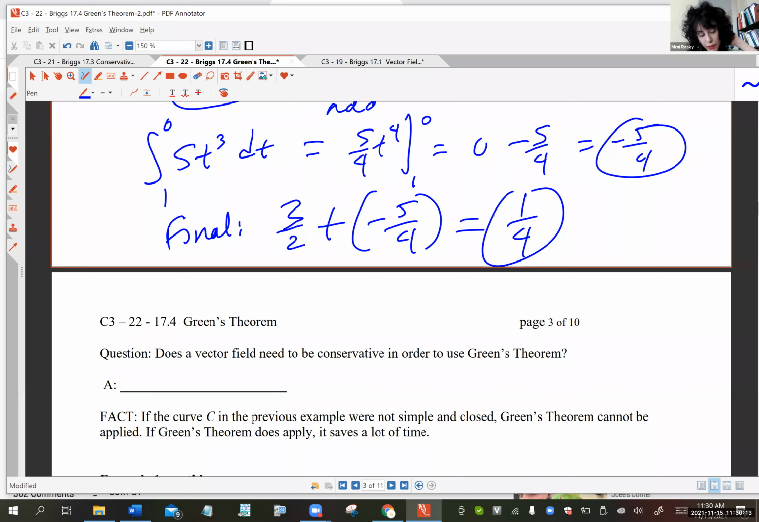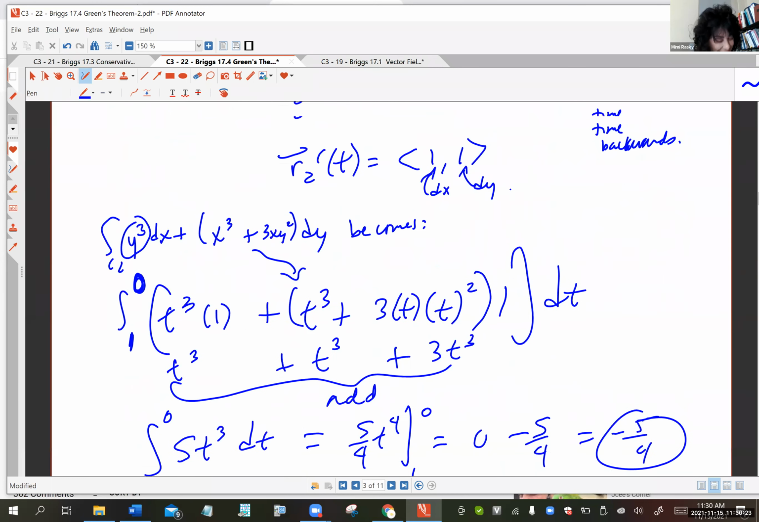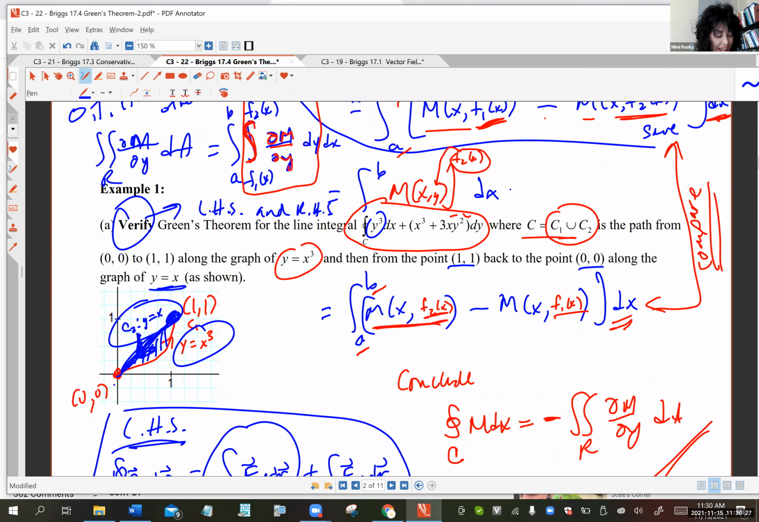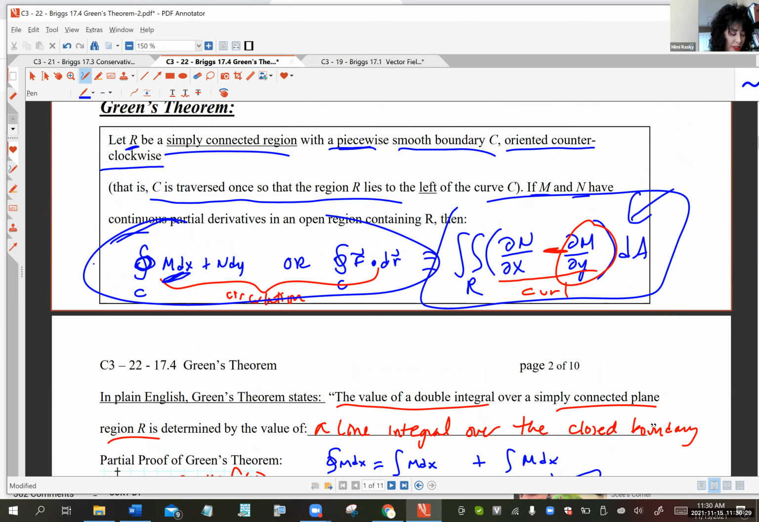Now, are we done with this problem? No. Why not? Well, because we were in the middle of a verify problem. Oh man, you're kidding me. No. All we did is the left-hand side for Green's. Now, folks, I rarely give a verify problem. Usually I just say go use Green's, okay? And you don't do the left-hand side. But I'm trying to make a point here.